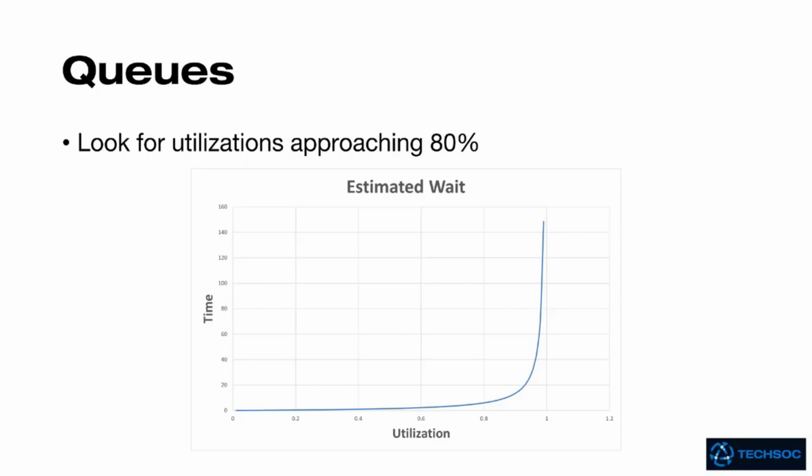And that's because those waits increase because of the randomness of arrivals. So try to keep your utilizations at 80% or so, and if it's higher, then start looking for ways to increase the amount of resources that you apply to that queue.